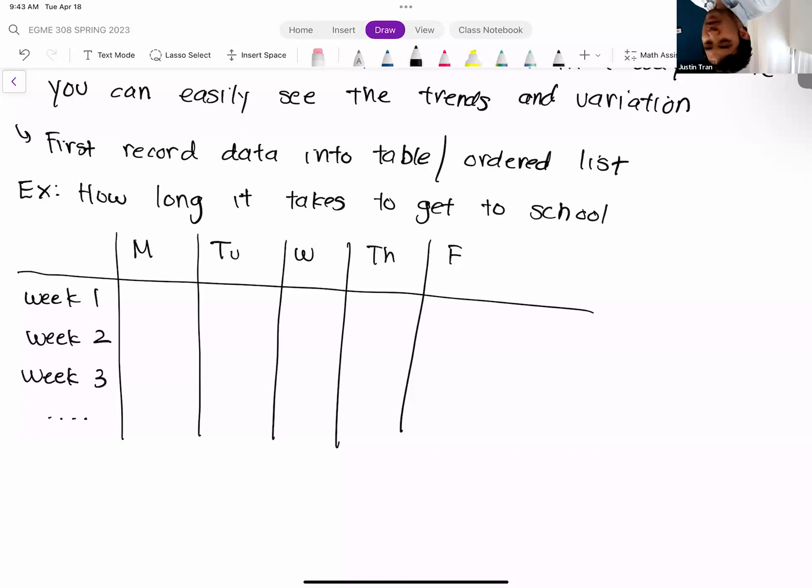Wow, I wrote these notes a long time ago. So this is when it took me about 15 minutes to get to campus. I'm getting a lot farther away now.